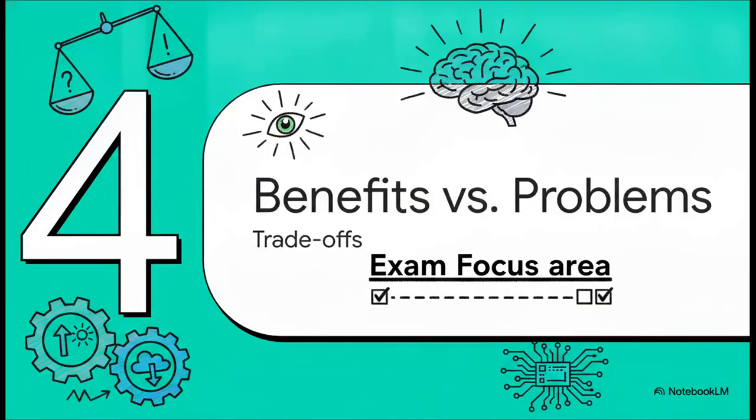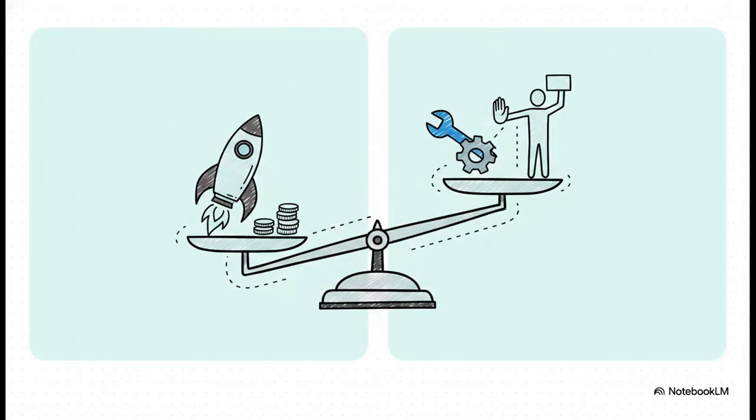Section 4. Benefits versus problems. Now, as engineering professionals, we always have to evaluate the trade-offs of our decisions. And let me tell you right now, this is a major exam focus area, so I need your full attention here. Reusing code sounds like an absolute no-brainer, right? I mean, why build when you can borrow? Well, we really have to contrast the immediate benefits against the long-term hidden risks.